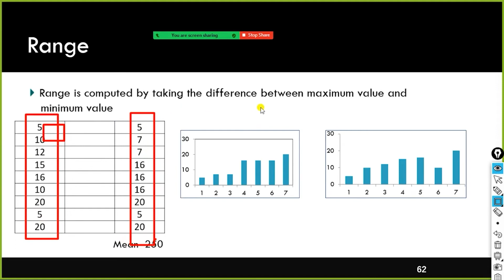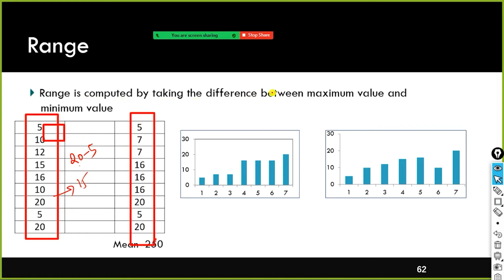Right? So how do you find out the range? The difference between the maximum and minimum value in your data set. The range gives an estimate of the spread of the data. So in this case, the maximum value is 20, the minimum value is 5 for this data set, and the range is 15.